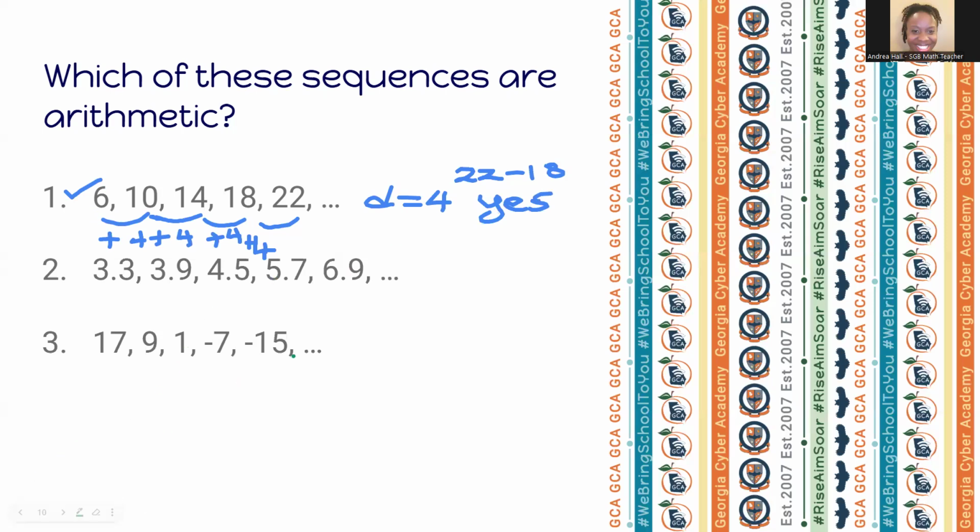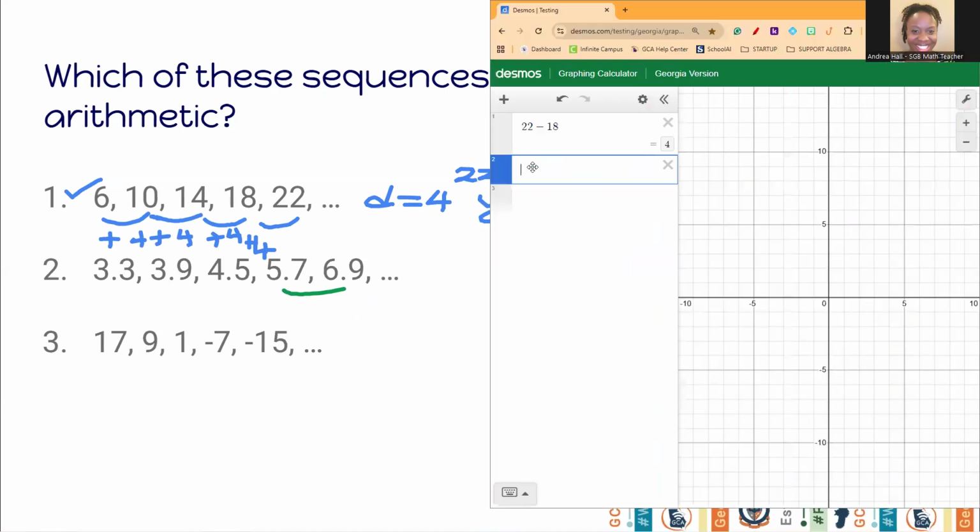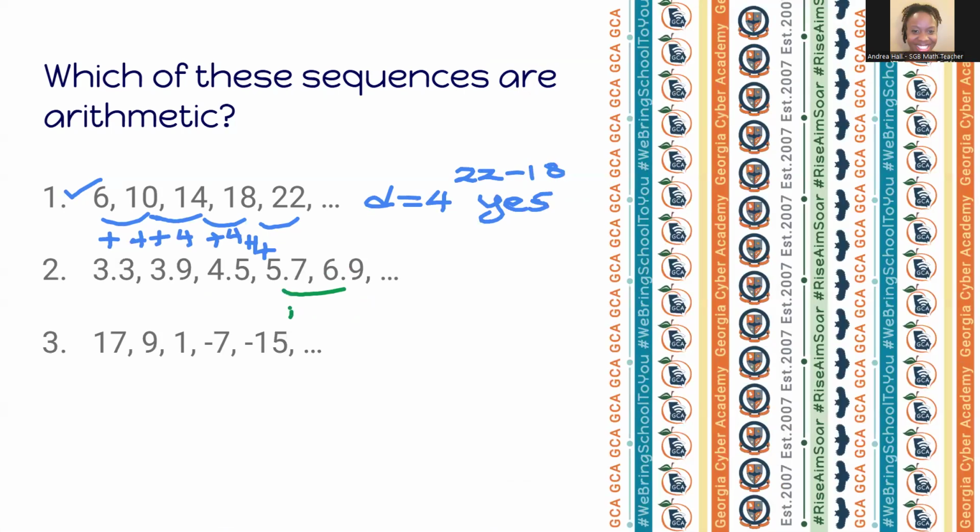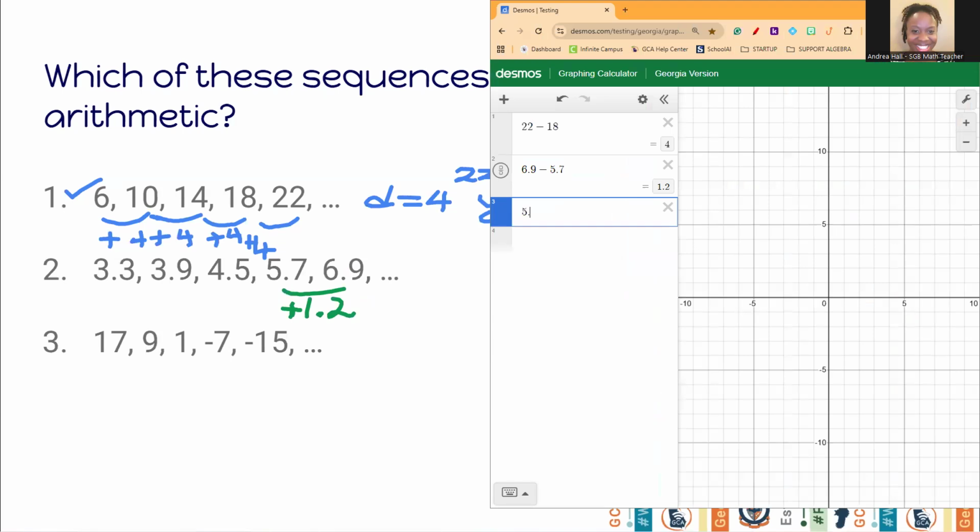And notice when I do the subtraction, I go from the back to the front so that you remember it's y2 minus y1. So 6.9 minus 5.7, I get 1.2. So that's a positive 1.2. Then I'm going to say 5.7 minus 4.5. Oops, I put a plus. That's supposed to be a minus.